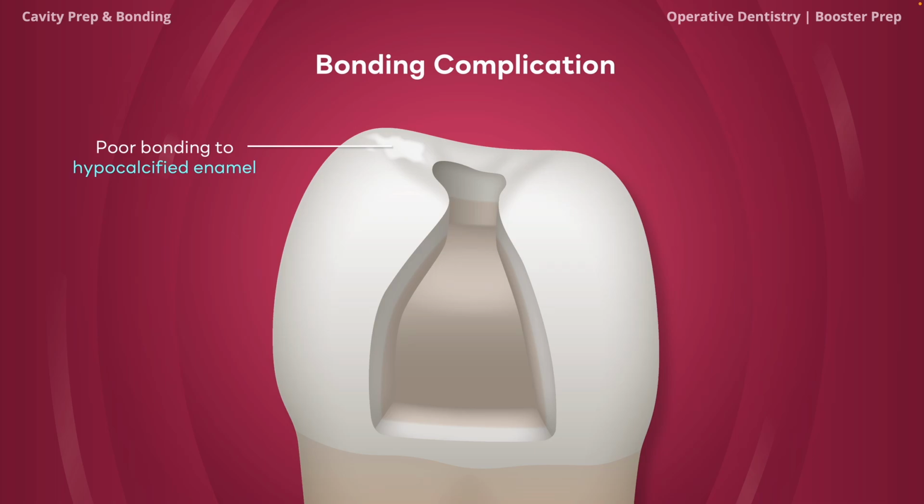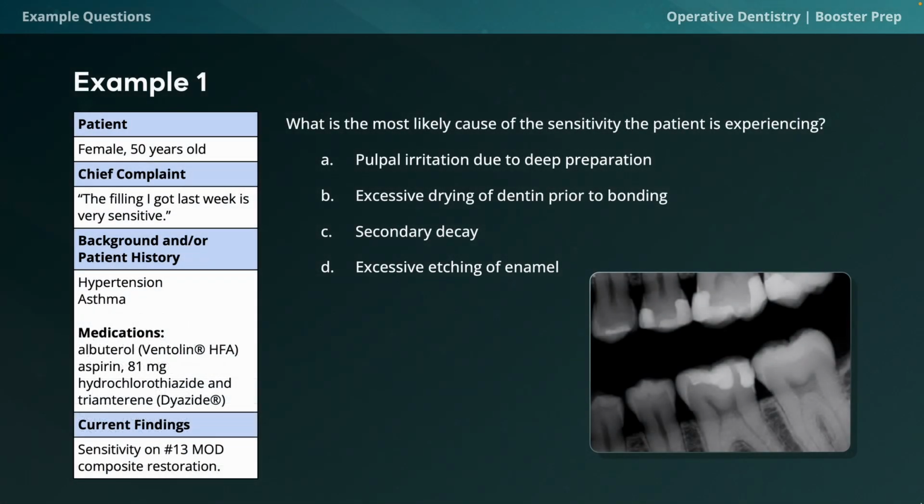And with that, we're ready to reinforce everything we just learned with a practice problem. Okay, so we have a 50-year-old female with the following chief complaint. The filling I got last week is very sensitive. Background on her patient history reveals hypertension and asthma, and current medications include albuterol, aspirin, hydrochlorothiazide, and triamterene. Current findings indicate sensitivity on number 13 MOD composite restoration. We also have a radiograph to go along with all of the information.